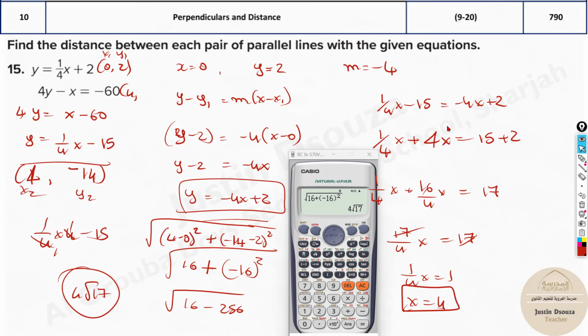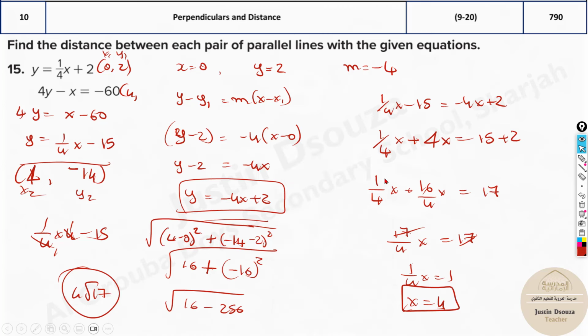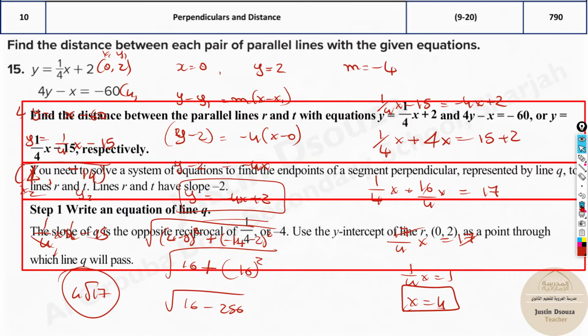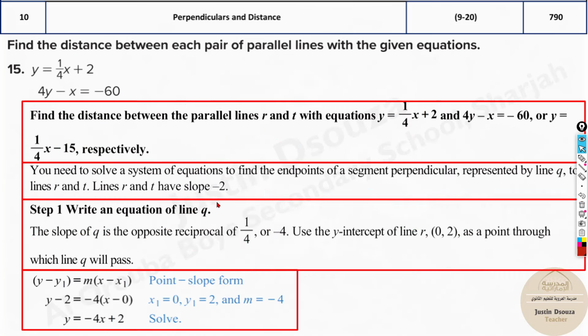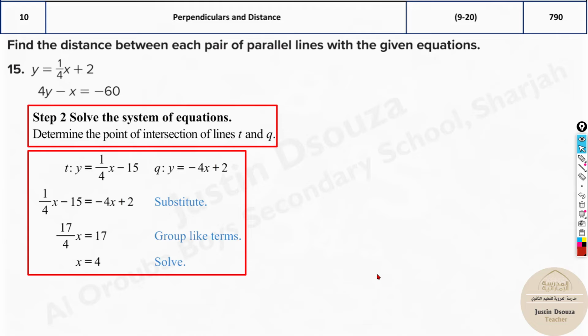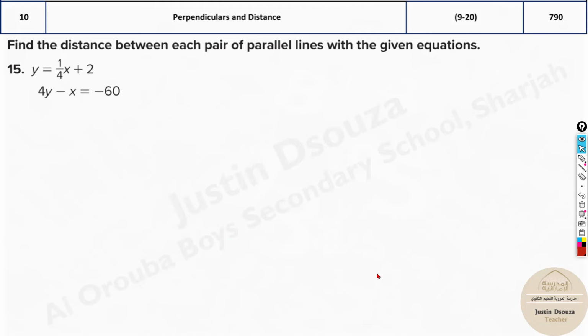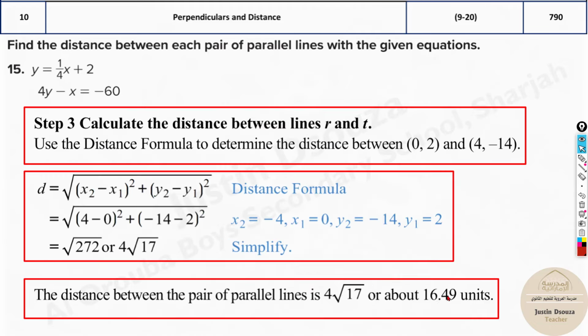You have 3 main steps. Finding the equation of the perpendicular line, equating it with the other equation and finding the intersection point. Then with the coordinates, whatever coordinates you get over here, find the distance between them. It is 16.49. So that's the answer. Here you can see all the step-by-step methods are there. And lastly over here, it is 16.49 units.